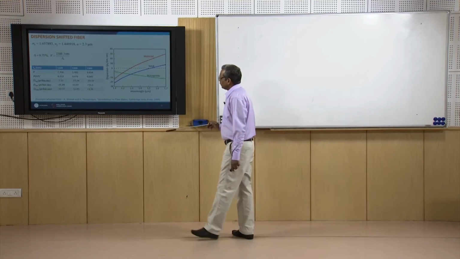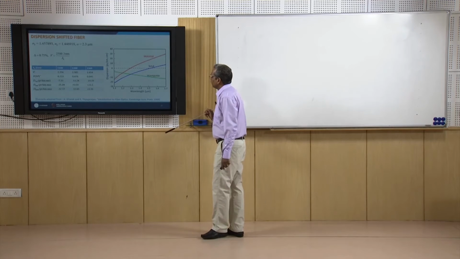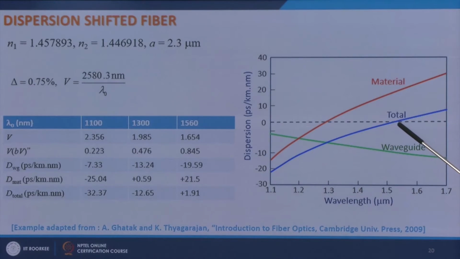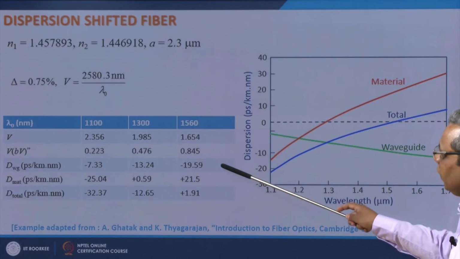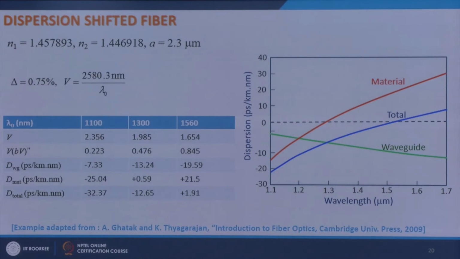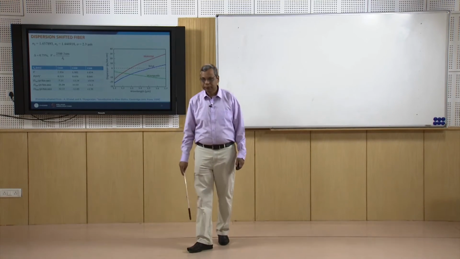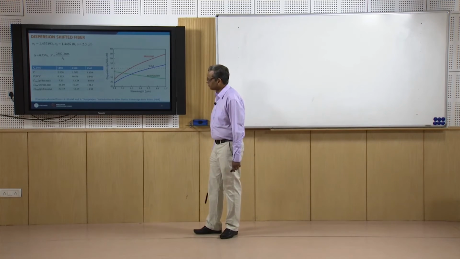If I look at the dispersion as a function of wavelength, then I find that the total dispersion is 0 somewhere here, which is around 1550 nanometer wavelength. So, with this design I can change the waveguide dispersion considerably and shift the 0 dispersion wavelength from 1310 nanometer to about 1550 nanometer. So, this is dispersion shifted fiber. So, I can make use of both minimum dispersion and minimum attenuation.